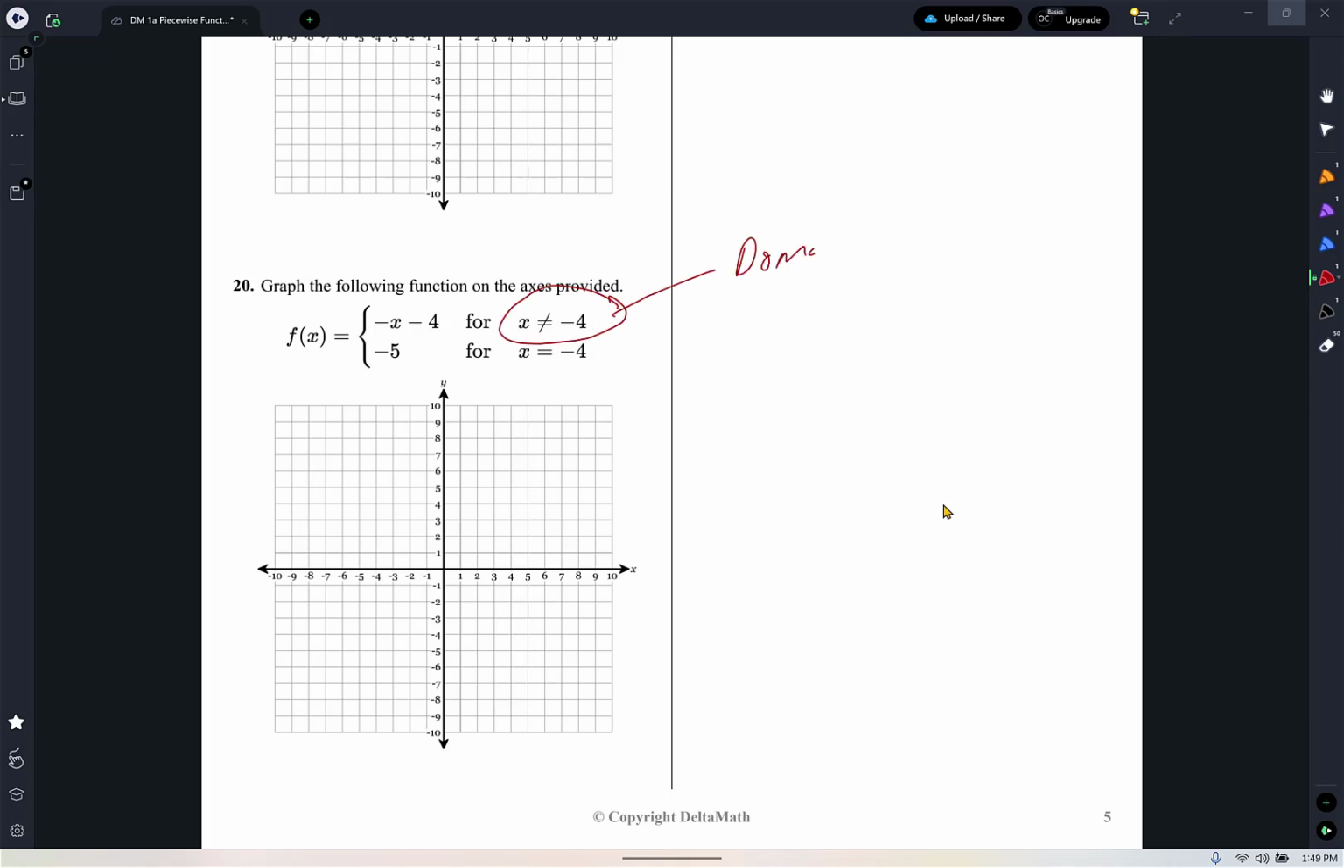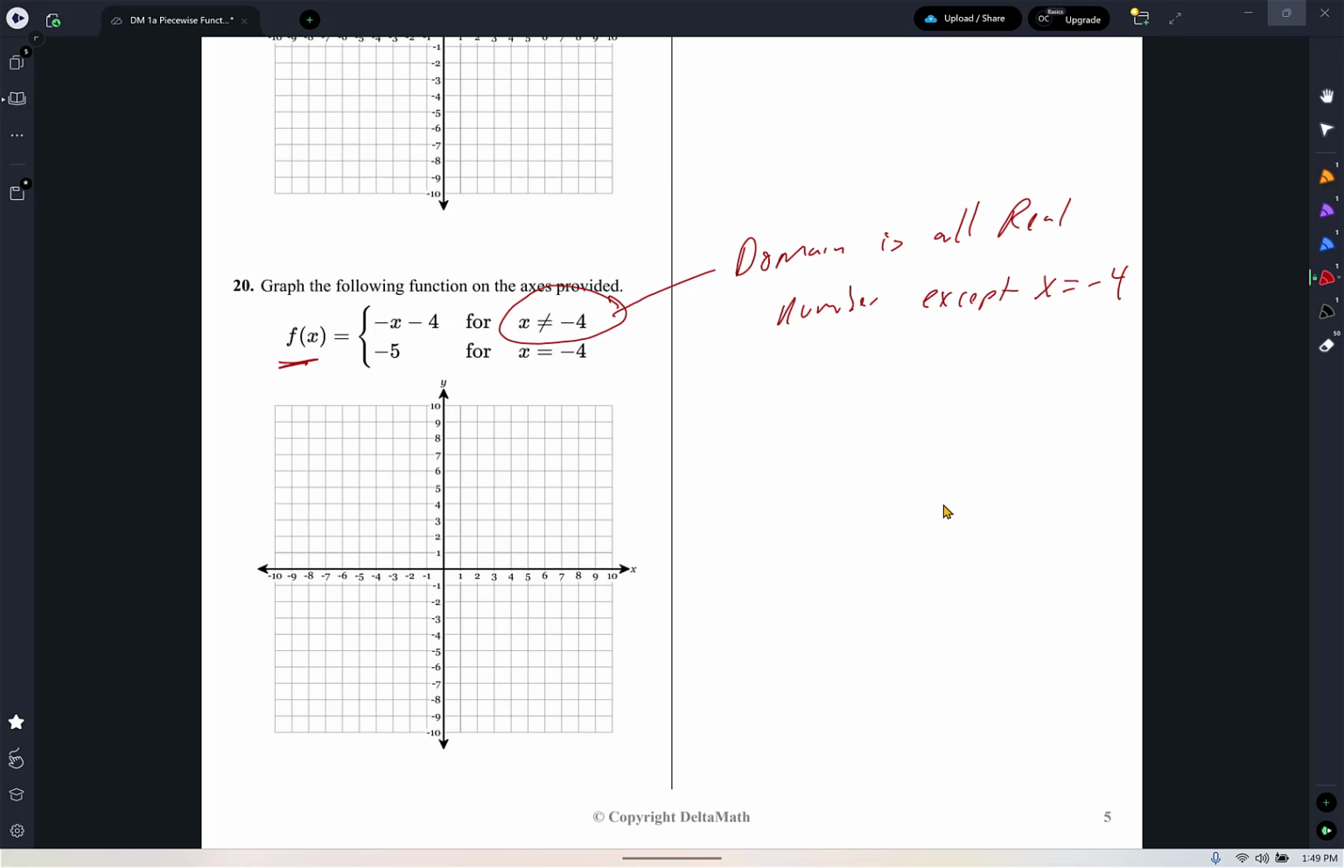Domain is all real numbers except x equals -4, just for what I'm circling. Because the domain of f of x is all real numbers. This is f of x, just for what I'm circling. That's what this means. Are we cool, guys? Okay, so here we go.